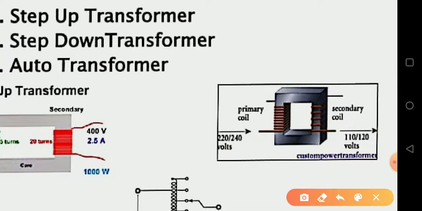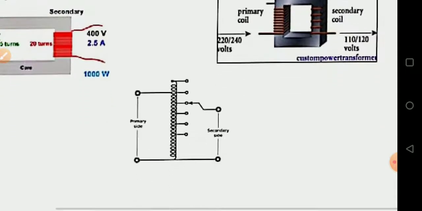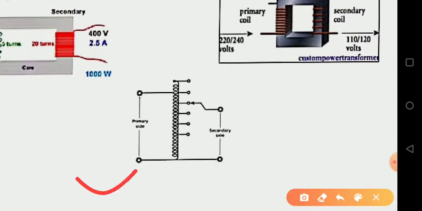Here you can see the voltage is 220 on one side and 110 on the other. It is a step down transformer. So when the secondary voltage is less than the primary voltage, it is called a step down transformer. Now this is the auto transformer.